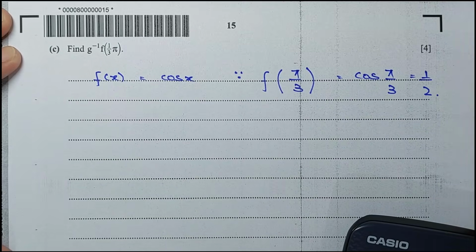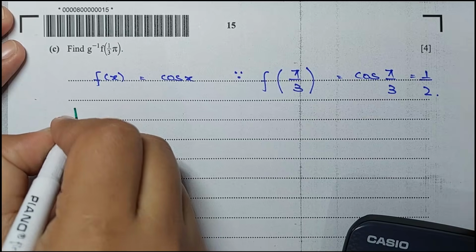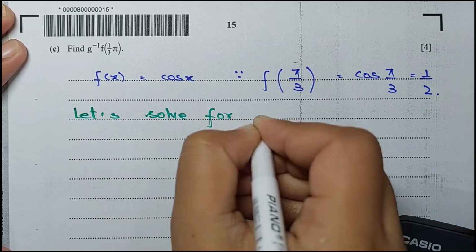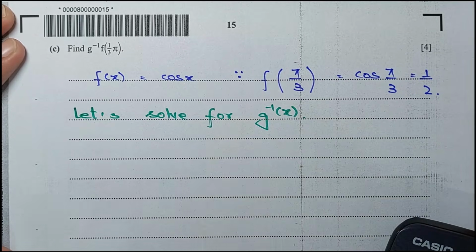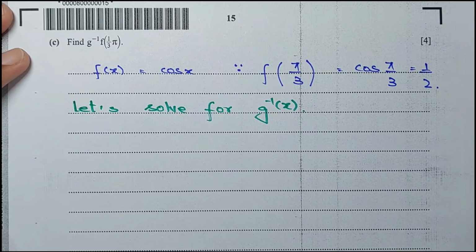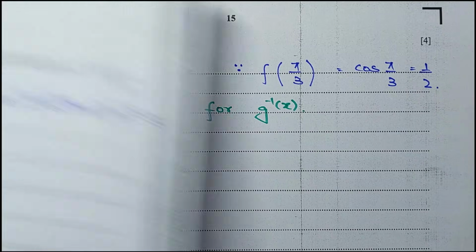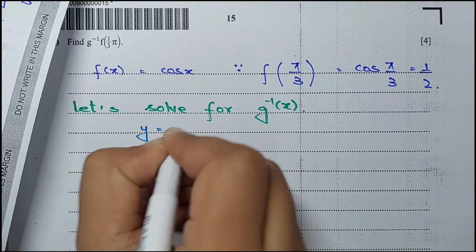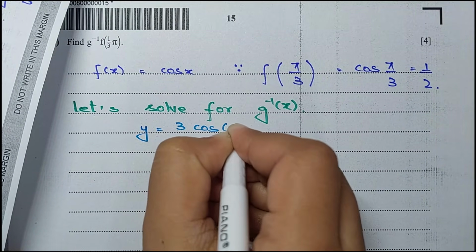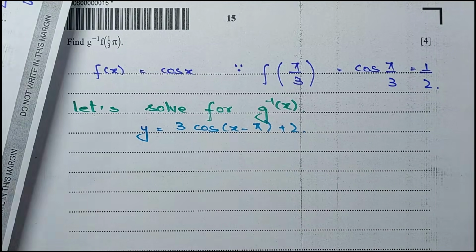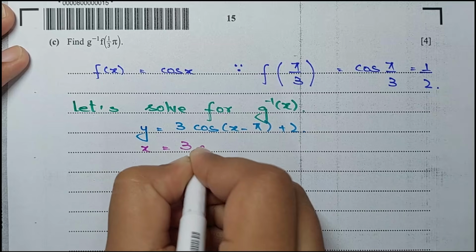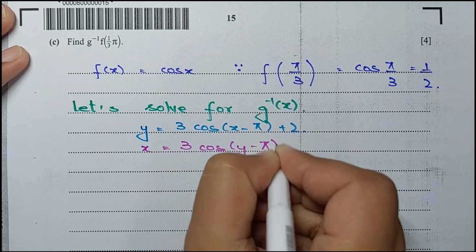Okay. So for g inverse of 1 by 2, first we need to solve for g inverse of x, right? Let's solve for g inverse of x. The first thing is we need to put the function y equals to g of x. So y equals g of x, which is 3 cos of (x - pi) plus 2. The next step is to switch the variables. Y switching to x, and x switched with y: x equals 3 cos(y - pi) + 2.